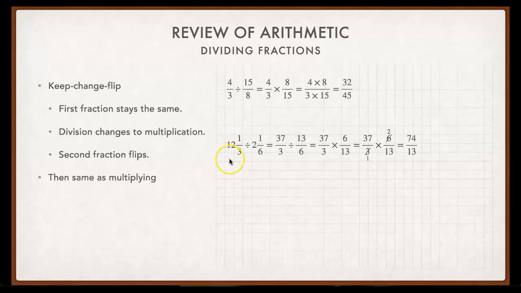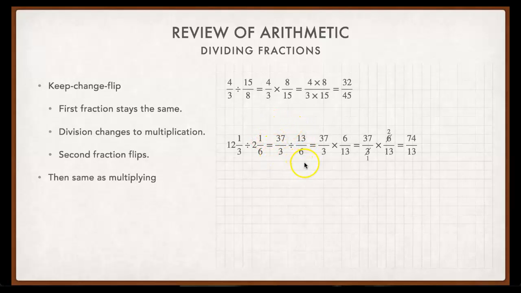Let's take a look at one that involves mixed numbers. Whenever we have mixed numbers that we're multiplying or dividing, we want to treat them like fractions, and in order to do that, we're going to need to convert them to improper fractions. So 12 and 1/3 becomes 37 over 3. 3 times 12 is 36, plus 1 gives us 37 over 3. And 2 and 1/6, 6 times 2 is 12, plus 1 is 13, so 13 over 6.